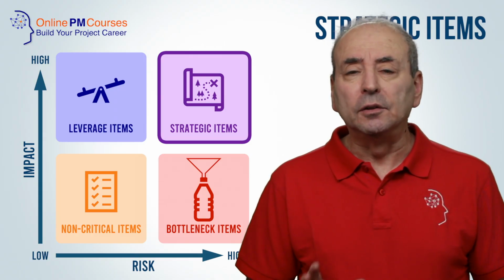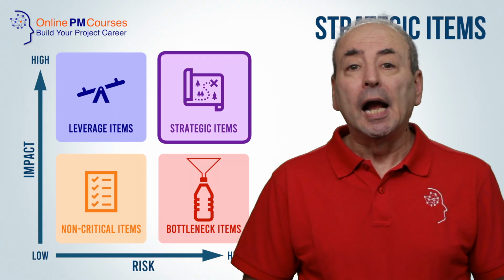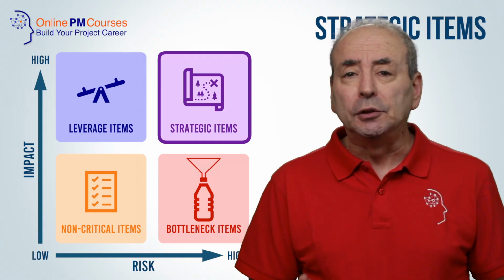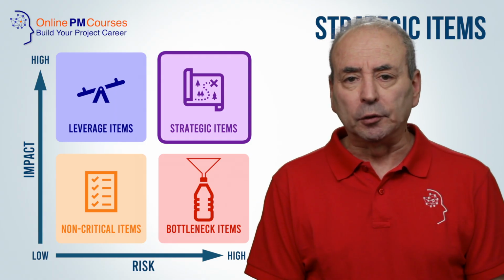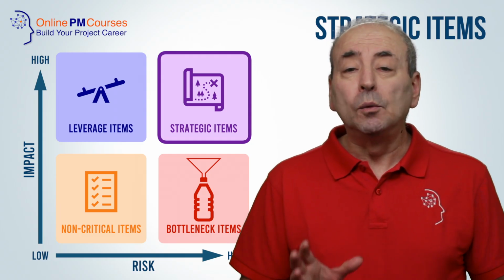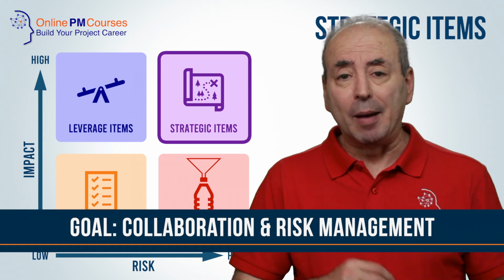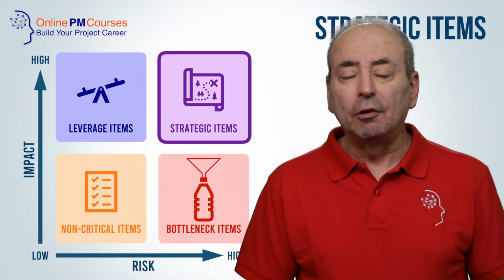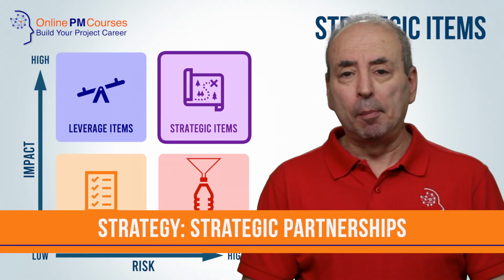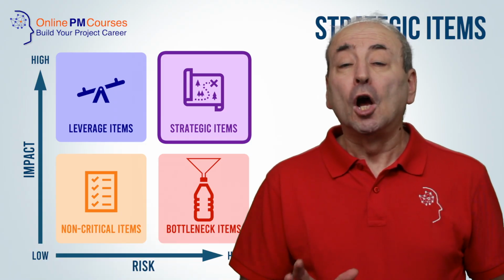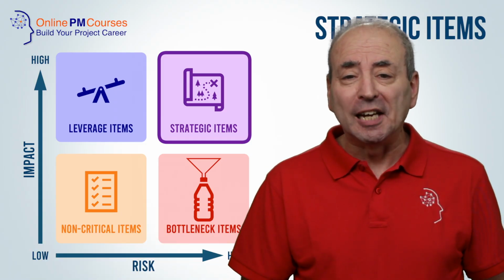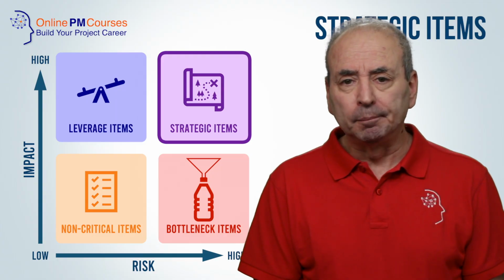This category includes things like specialist equipment, critical expertise, and unique, hard-to-source materials. You're likely to want to focus on collaboration and joint ventures and risk management. The strategy here is strategic partnerships. Build long-term collaborative relationships with trusted suppliers.